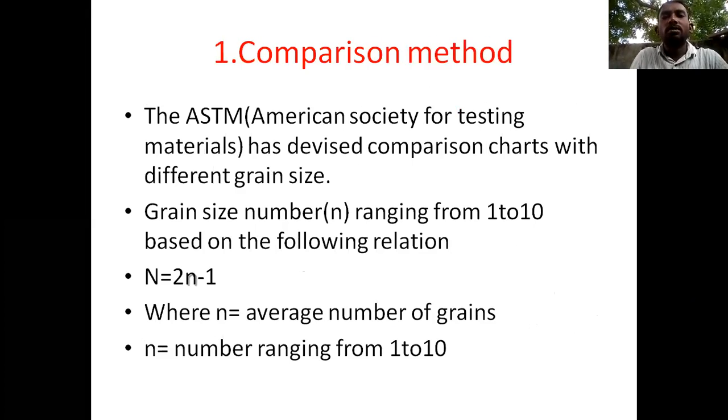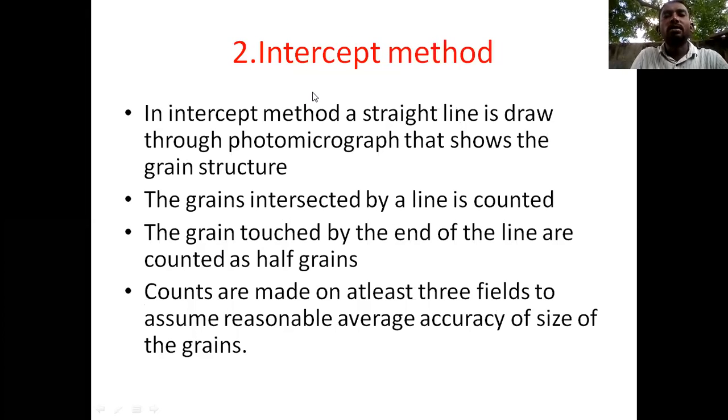The first method, the comparison method, has one standard formula, the American Society ASTM standard formula. By using this formula, we count the grains: capital N equals 2 power n minus 1 is the comparison method formula. After that, in the intercept method, we draw a straight line. When the end of the straight line touches grains, we count them. We do this 3 times, and then we consider the accuracy of the size of the grains.